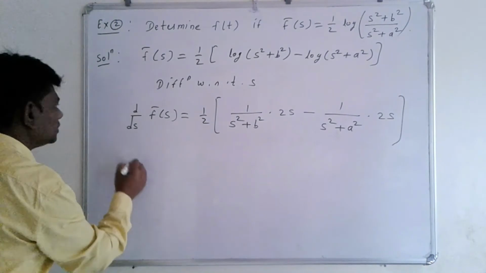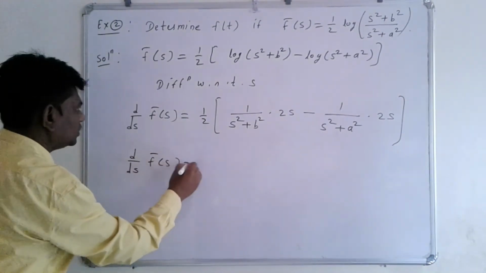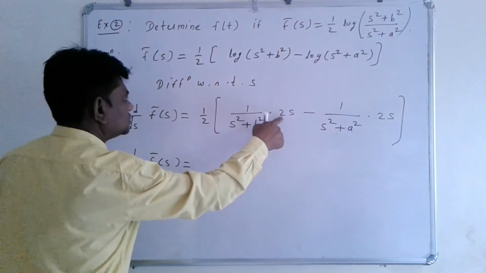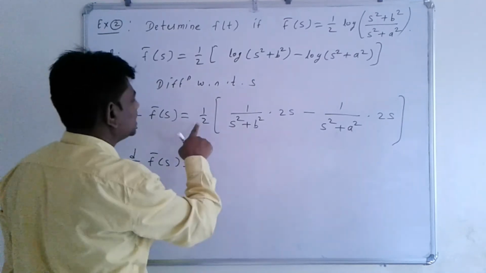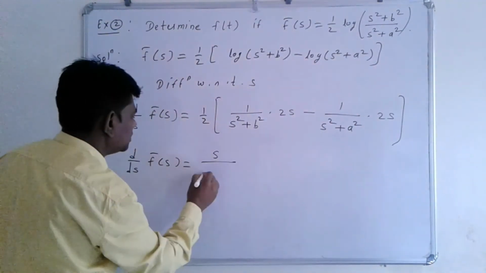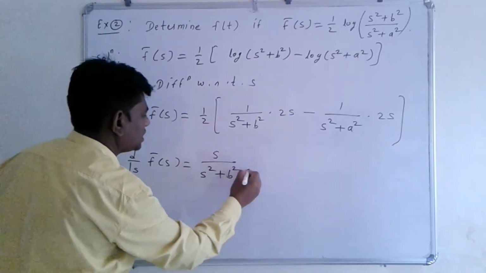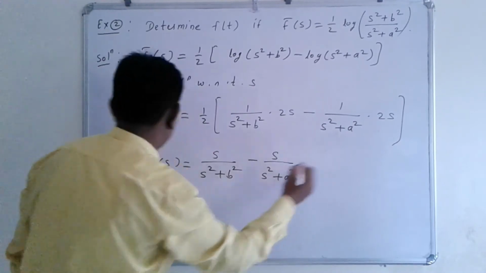So therefore d by ds f bar s is equal to, this half into 2, this 2 gets cancelled. Similarly half into 2, again this 2 is cancelled. The answer is s upon s square plus b square minus s upon s square plus a square.